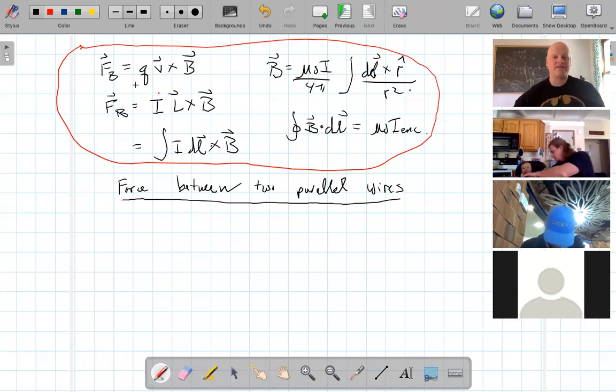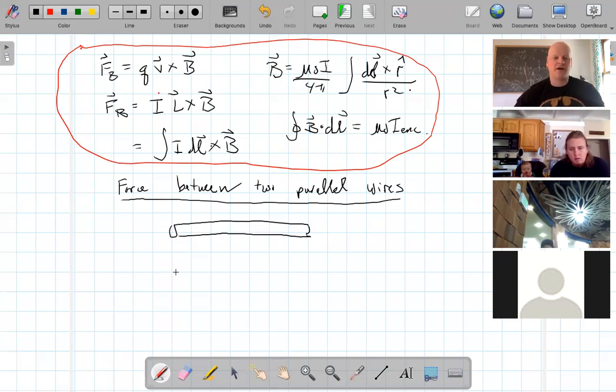So we want to know then, what is the force which each one of these wires is going to encounter? Or how much force does each wire place onto each other? So let me draw two wires here. These are going to be my two wires. These guys are parallel.